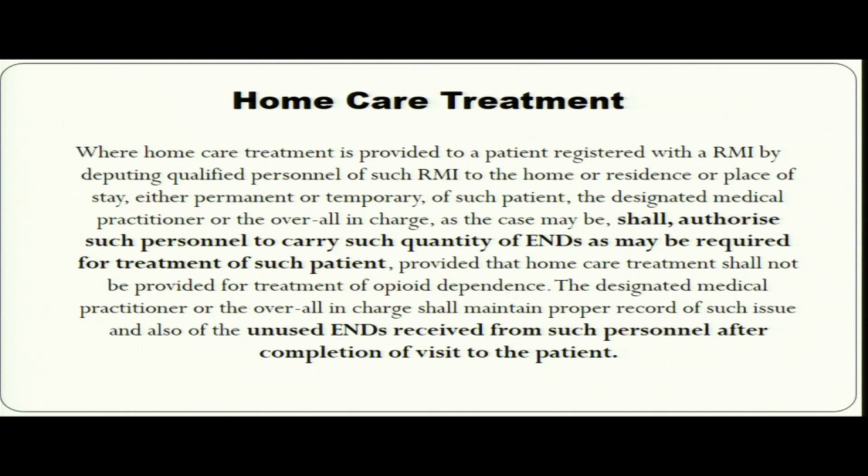Home care treatment. Where home care treatment is provided to a patient registered with an RMI by deputing qualified personnel of such RMI to the home or residence or place of stay, either permanent or temporary, of such patient, the designated medical practitioner or the overall in charge, as the case may be, shall authorize such personnel to carry such quantity of Ns as may be required for treatment of such patient, provided that home care treatment shall not be provided for treatment of opioid dependence. The designated medical practitioner or the overall in charge shall maintain proper record of such issue and also of the unused Ns received from such personnel after completion of visit to the patient.